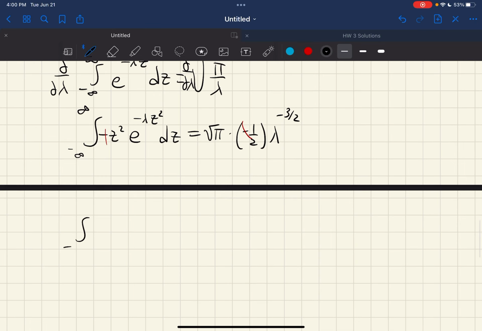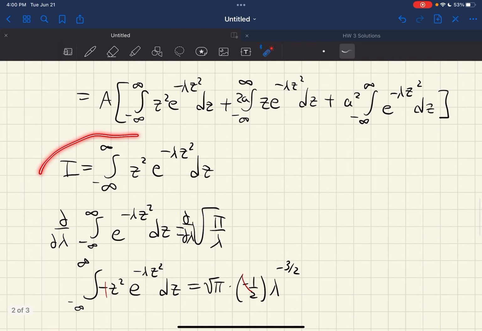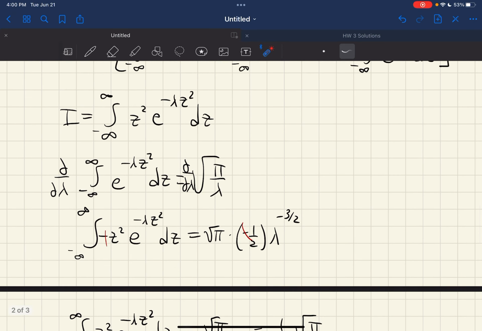And then we see that on the left we get this integral, which is just z squared e to the minus lambda z squared dz. And that's equal to root pi over 2, and then we can actually just pull out a lambda and simplify it like this so that it looks much nicer: 1 over 2 lambda root pi over lambda. So we see that on the left-hand side, this equation is exactly what this equation is. So we found the value of this integral. So we know that I is equal to 1 over 2 lambda root pi over lambda.